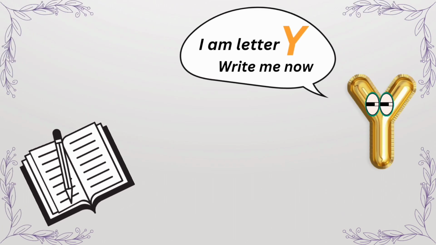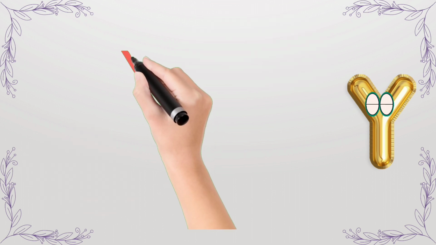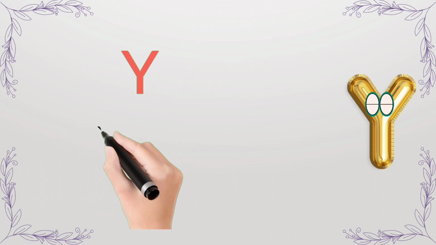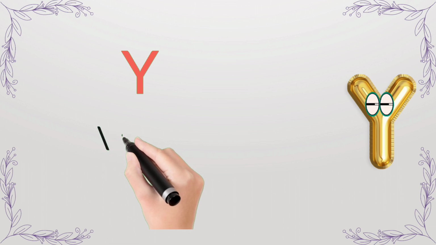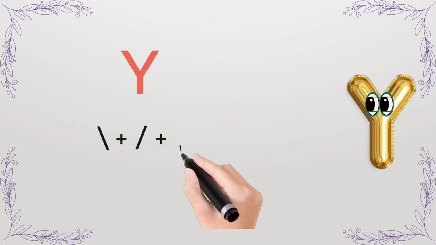I'm letter Y. Write me now. Two slanted lines that meet at the top and then a straight line down from the middle. Say Y 5 times and write Y, Y, Y, Y, Y.